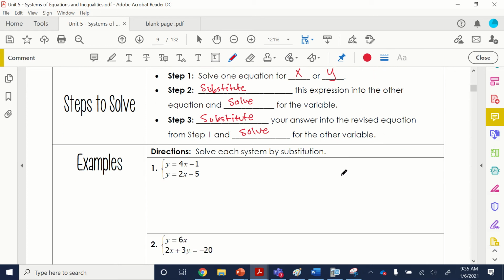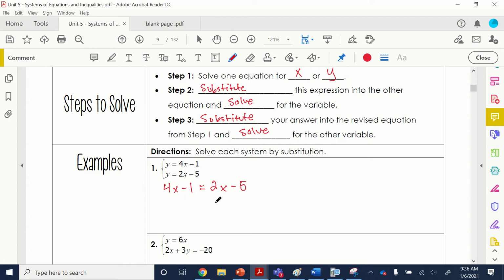Okay, so the easiest way to describe this is to say that we're going to set the two equations equal to each other. So we're going to take equation 1, y equals 4x minus 1. We're just going to take the 4x minus 1 part, and we're going to plug this into y. So it's going to equal the other equation, 2x minus 5. Now we can solve for x, because I can just solve this equation for x.